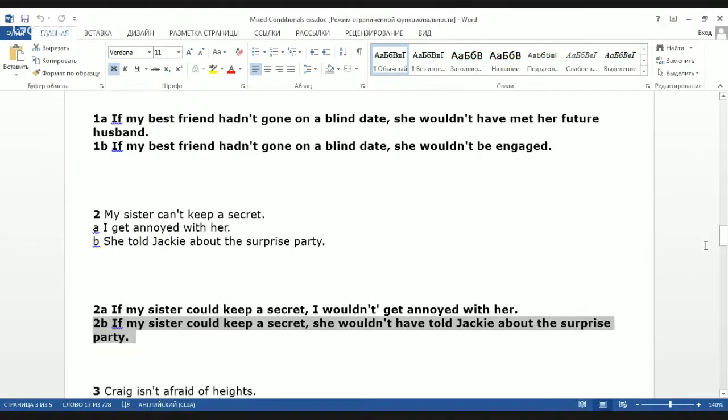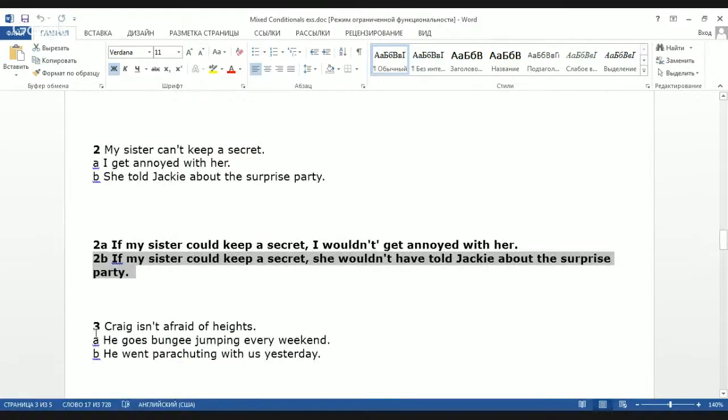Next situation, number 3. Greg isn't afraid of heights, so he goes bungee jumping every weekend. The same or different? He went parachuting with us yesterday. Is it the same as he isn't afraid of heights, or maybe this is different? Think for a sec, then we will look at the answers. It depends what's going on in your head.